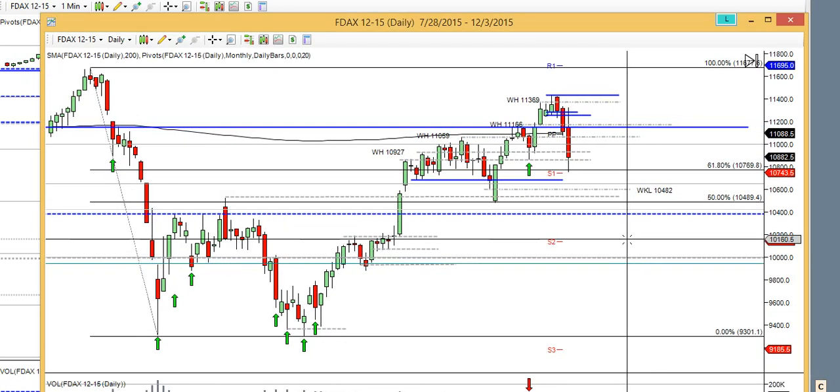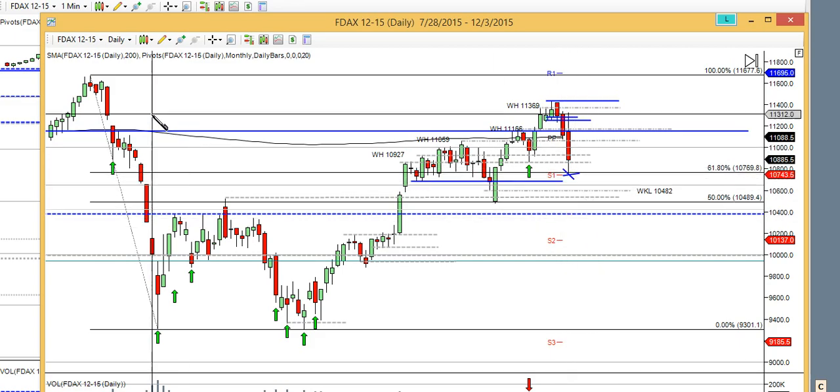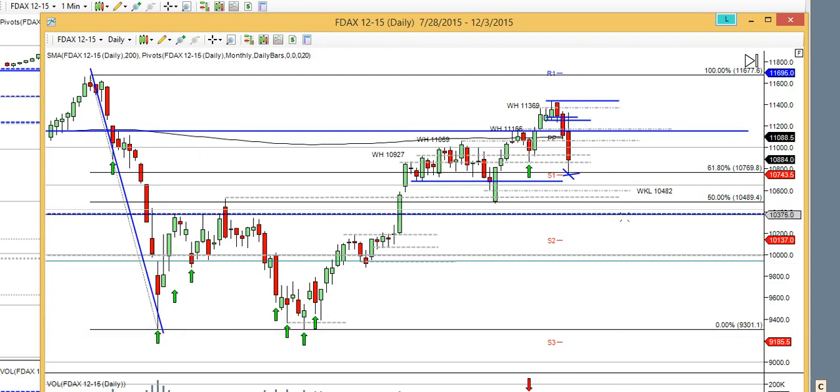Okay, let's see the scale here on the daily. We just found support here at the 61.8% Fib from the August sell-off. Let's see now if this could be a very good long opportunity for longer term, I mean for a couple of weeks.